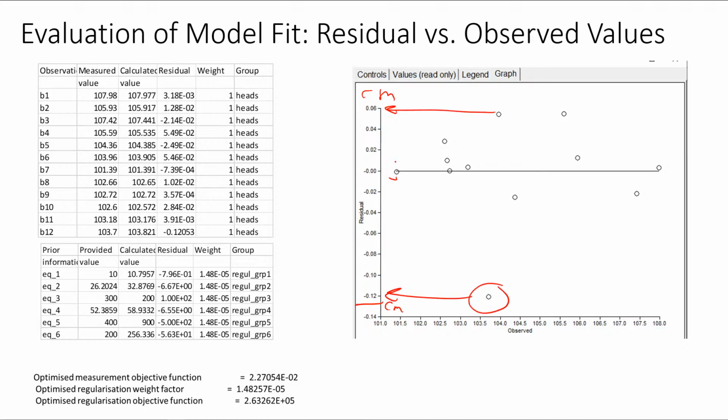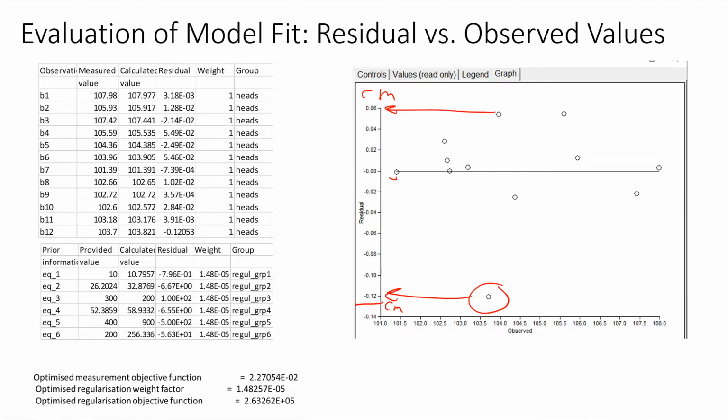So now for each point, I can see my residual. And that's good news. Why? If I have a systematic error, I would have either all positive residuals or all negative residuals. But here some of the residuals are positive, some are negative, which means my residuals are random.